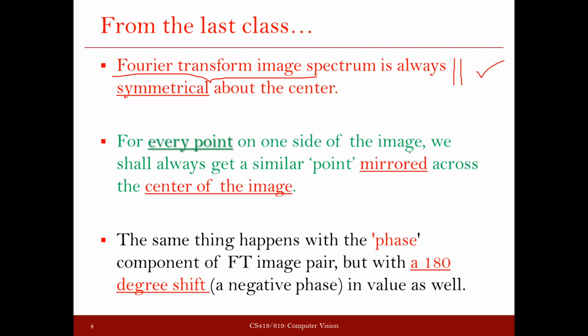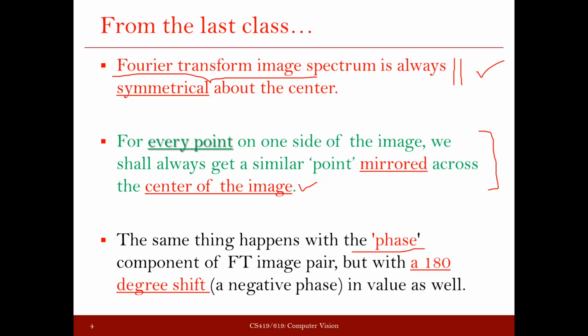Okay. So in this magnitude spectrum, every point with respect to the center of the image is mirrored, right? So if you put a line passing through the center, on either side of that line you will find that similar kinds of points are present. Okay. And the same thing happens for the phase as well.